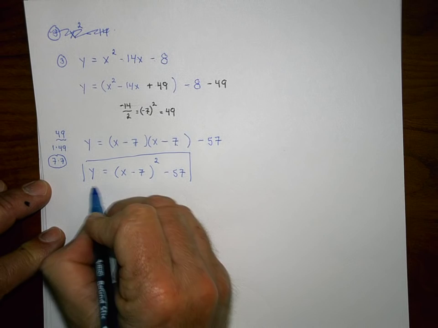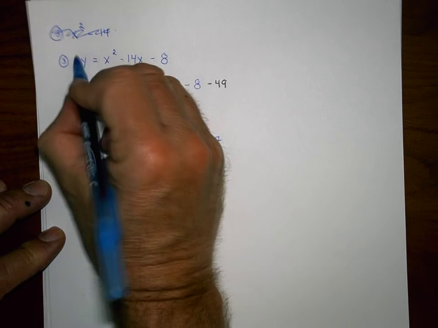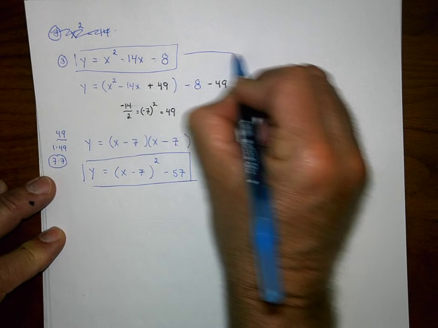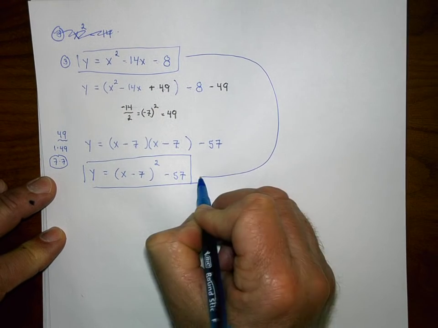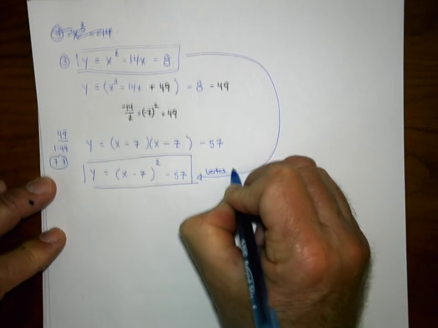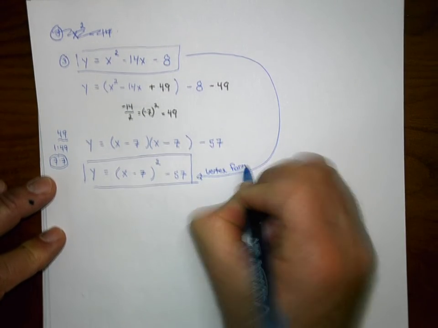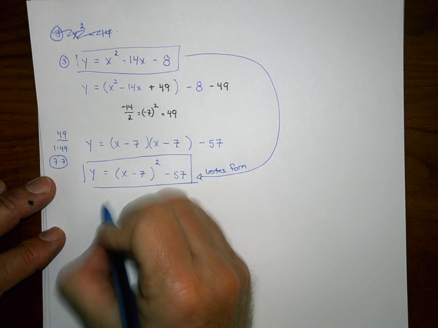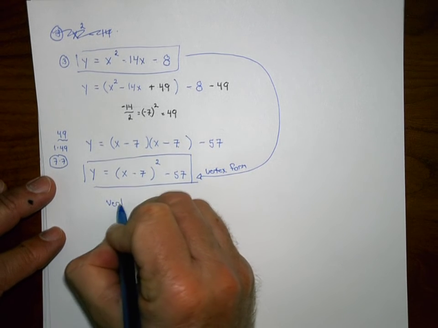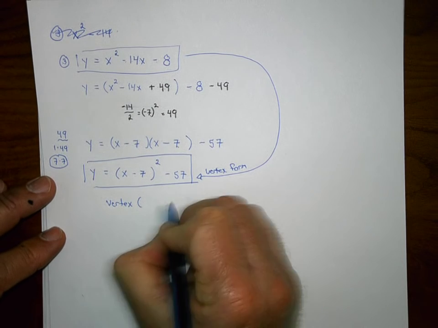Notice, once again, I started with this equation here, y equals x squared minus 14x minus 8. That's called standard form, and then I changed it into what is called vertex form of the quadratic equation. All right, so why do I do that? Why do I put something in vertex form? Well, the answer is, so now we know exactly what are the coordinates of the vertex.